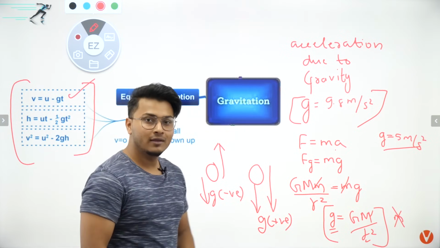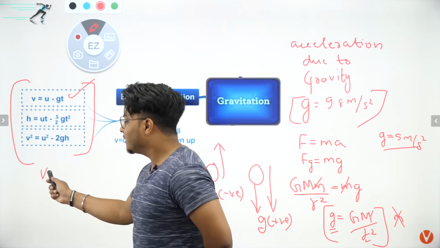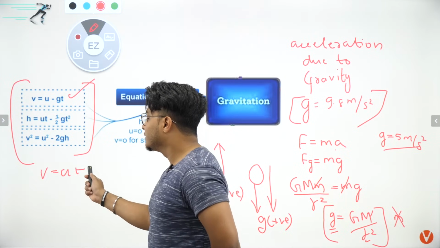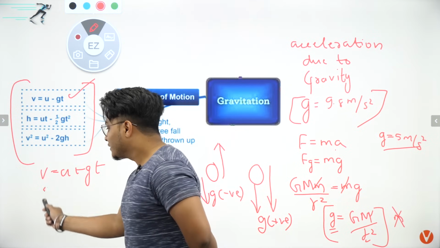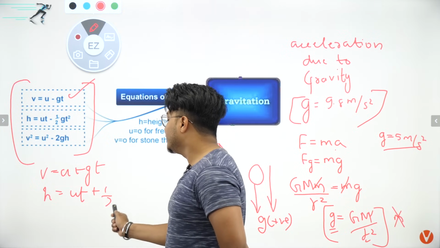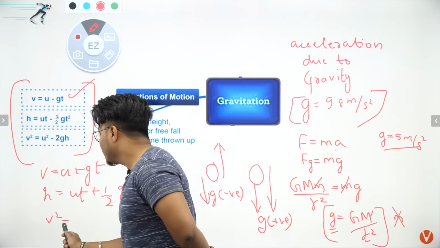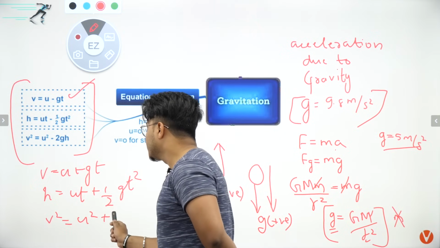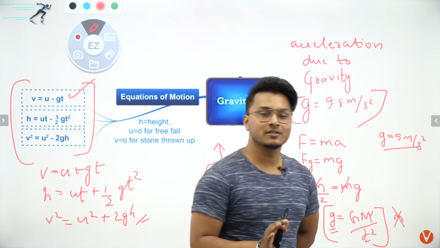अगर ये positive है तब आपका फॉर्मूला क्या होगा, ये पूरे सिनेरियो में आप क्या लिखोगे? v is equal to u plus gt. Instead of minus you'll write down plus. h will be equal to ut plus half gt square. Same formula. Final v square is equal to u square plus 2gh. Same formula, no difference at all.